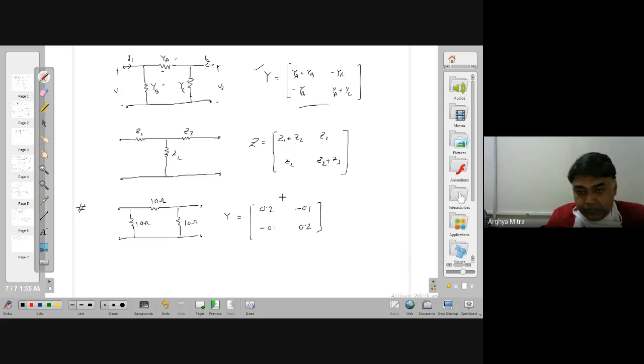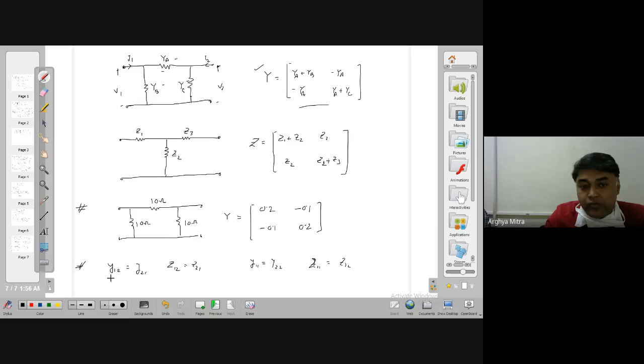Okay. Another important piece of information that you should keep in mind: there are conditions. For a reciprocal network, the condition is that y12 is equal to y21, or z12 is equal to z21. And for a symmetrical network, y11 is equal to y22, or z11 is equal to z22. These are the conditions for reciprocal and symmetric networks.